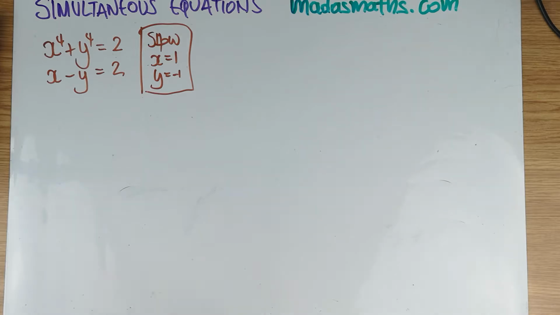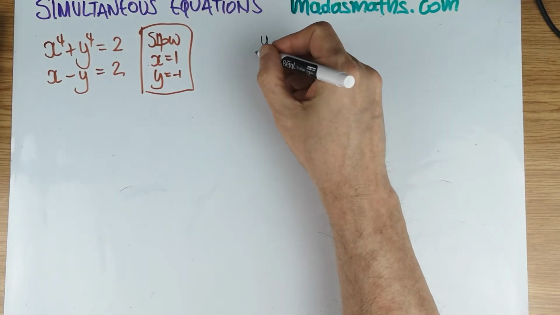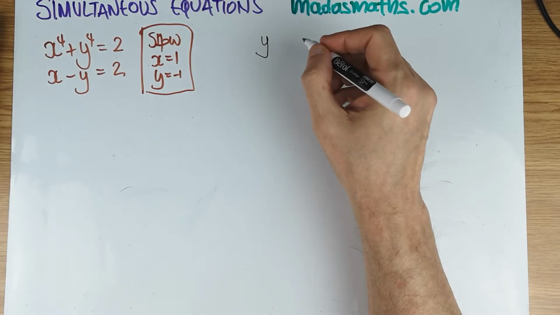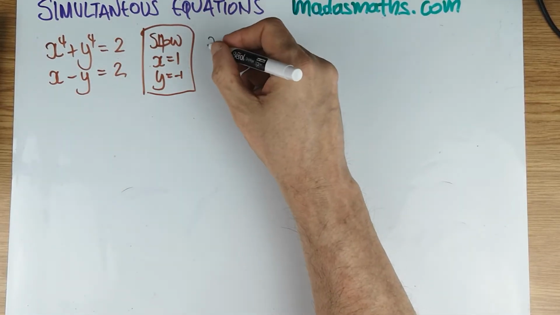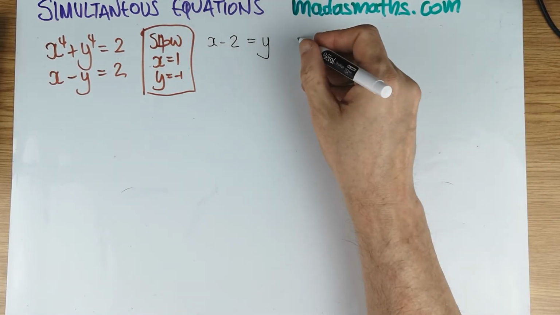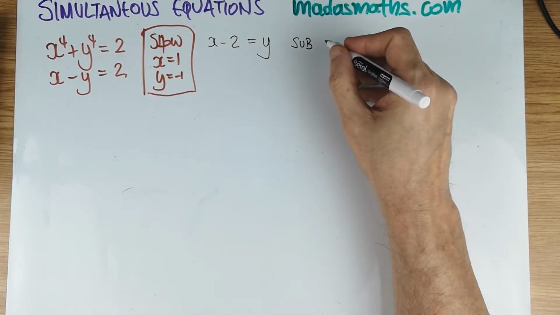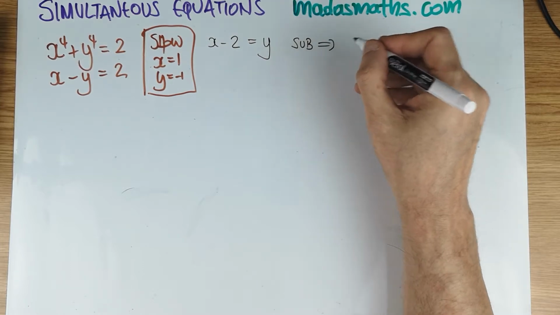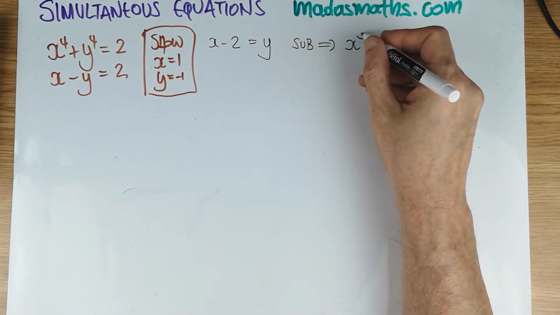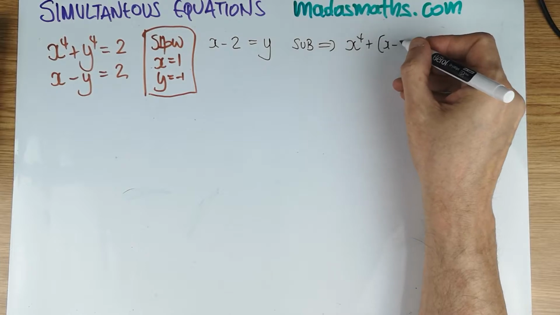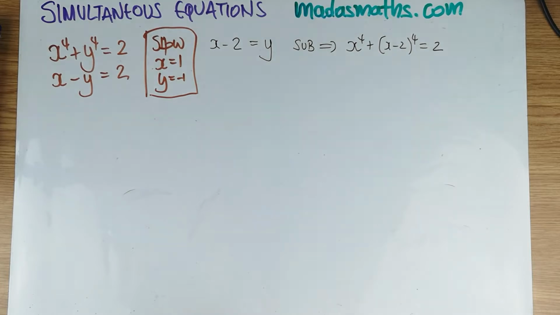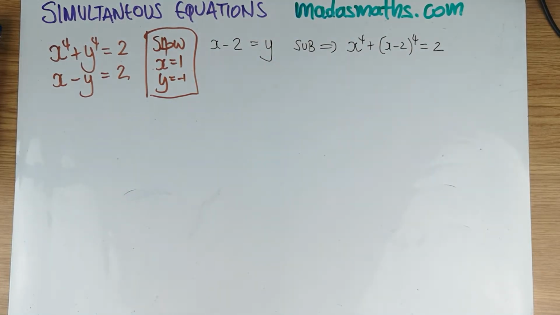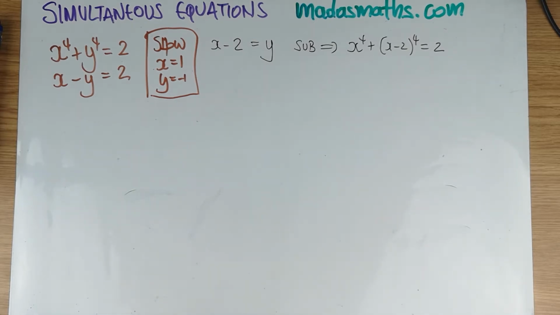So year 12 knowledge will say, okay, I'm going to take the second equation, which is the linear equation, and write it as y is equal to x minus 2. And then sub, and we're going to have x to the 4 plus (x minus 2) to the 4 equals 2. You've got to excuse my cough. Oh my God. It's getting worse by the day.